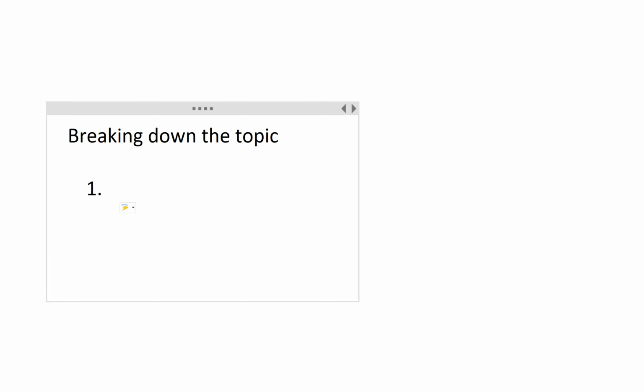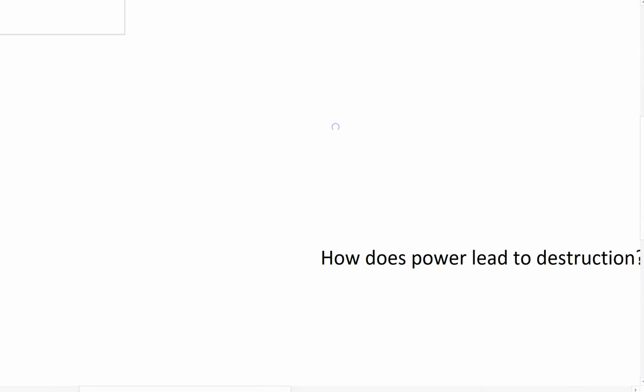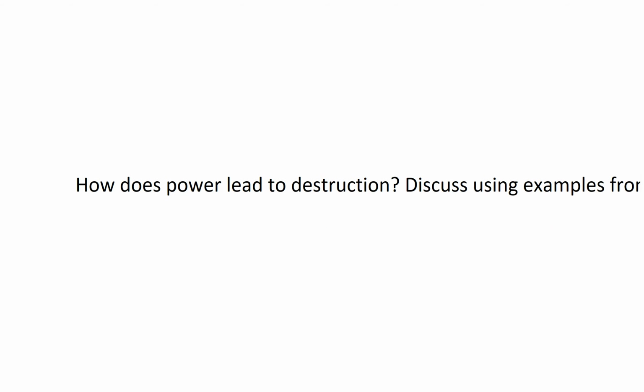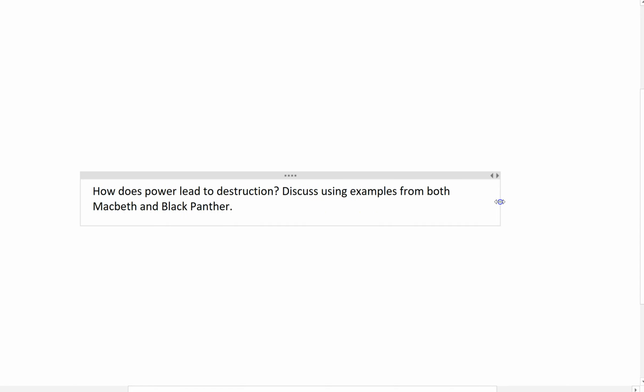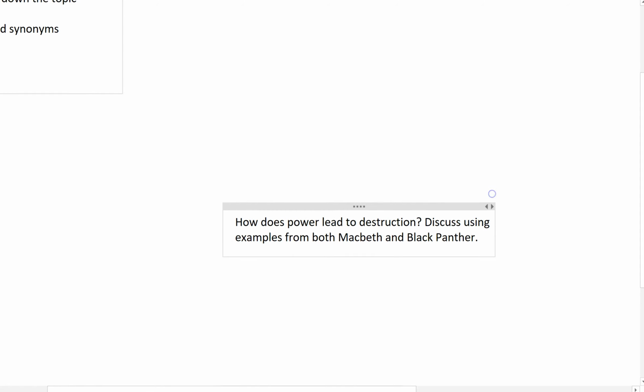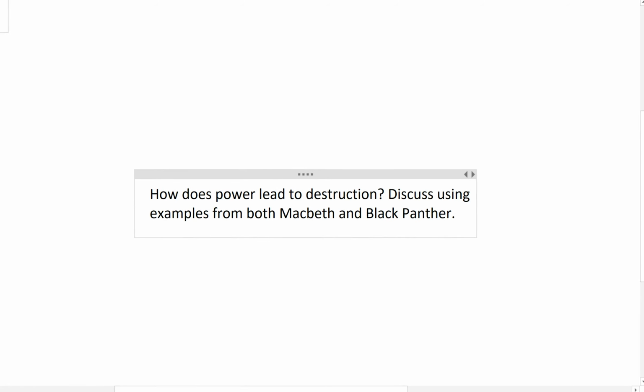The first part is you're trying to understand the topic, and to do so, you're going to find synonyms and other ways of saying the topic to really try and find out what the question is asking. So we're going to swing over and look at this topic. We're looking at Black Panther and Macbeth, the comparative unit that we're doing. And so the topic for today is, how does power lead to destruction? Discuss using examples from both Macbeth and Black Panther.